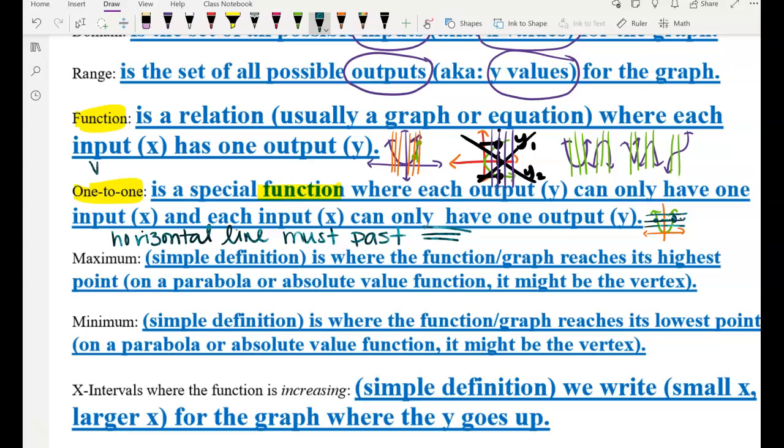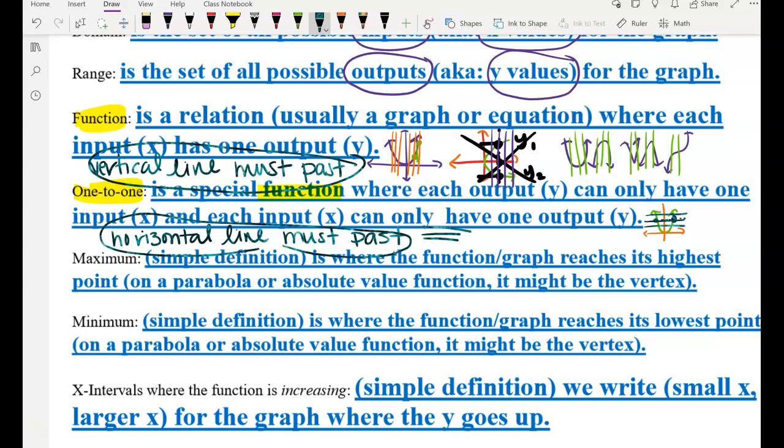So for a function, if we were to make a vertical line test, it must pass the vertical line test first. So that's what it needs to be a function. And a horizontal line test, in addition to being a function, a one-to-one also needs to pass the horizontal line test.